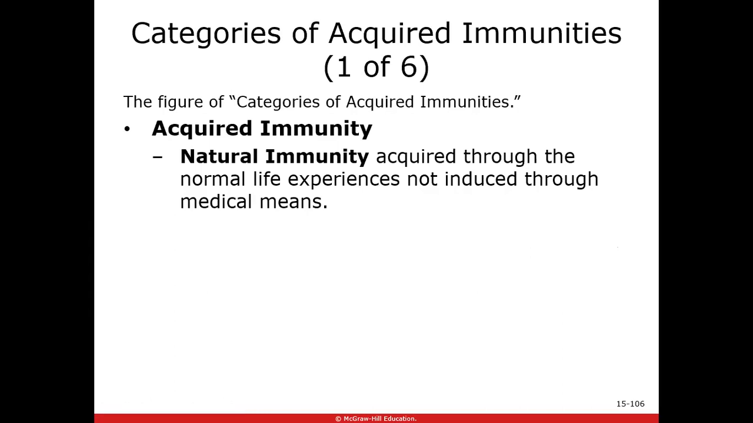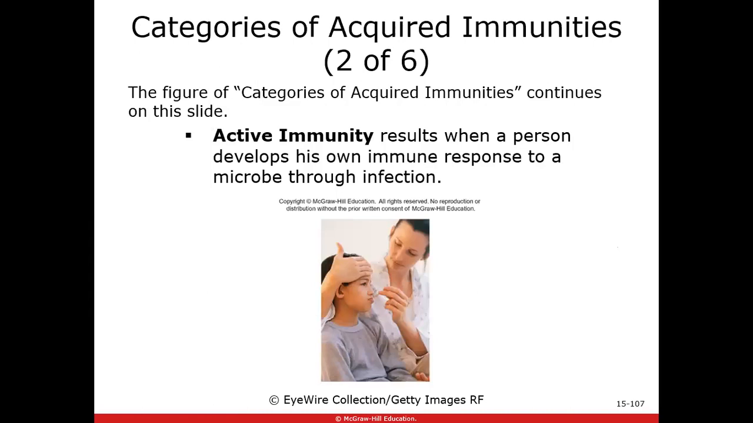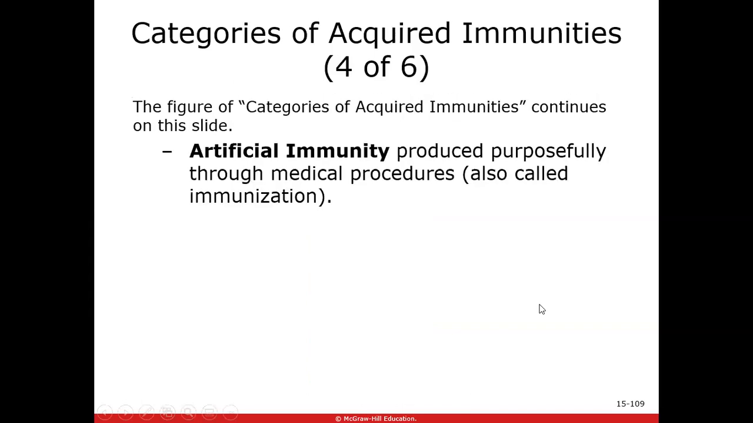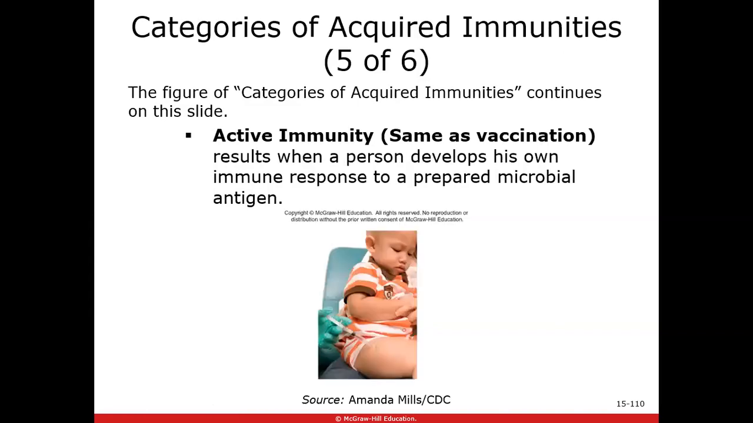Then you have acquired immunity. That's acquired immunity is natural immunity acquired through the normal life experiences. You have active immunity results when a person develops his own immune response to a microbe or infection. Passive immunity results when a person is given selected immune substances made by another individual. This baby is getting her mother's immunity through the IgE. You have artificial immunity produced purposely through medical procedures, also called immunization.